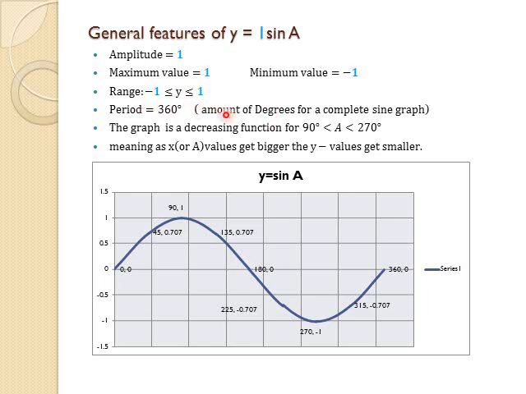The period is the amount of degrees for a complete sine graph. So that's one complete sine graph. So I drew from 0 till 360 degrees. Therefore, my period is 360. Also note, from functions, you should have learned decreasing functions. This graph is decreasing from 90 degrees here till 270. The reason why we say so, the x values here are increasing, getting bigger and bigger, but the y values are decreasing as the x values get bigger.